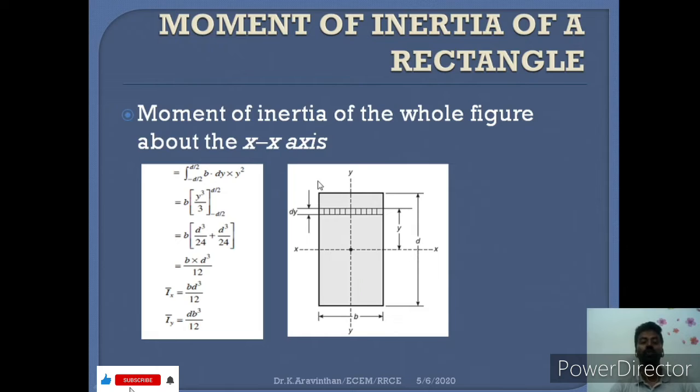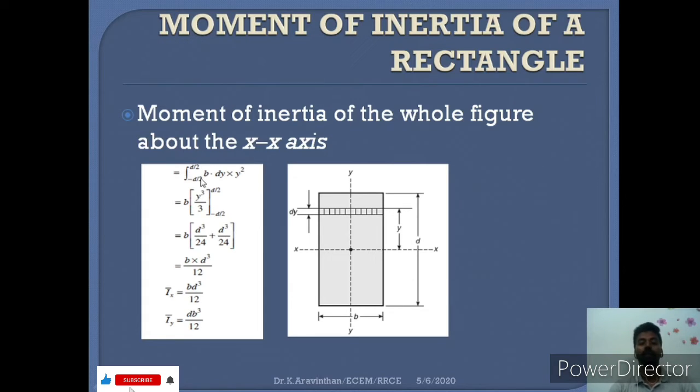For finding moment of inertia, we will use area into distance square. What is the area here? The elemental area is breadth into depth. So breadth here is b and depth here is dy. That is why b into dy. This is the area into distance square. What is the distance? It is y square. This is the distance from the x axis to the area, that is y. So you have to square this.